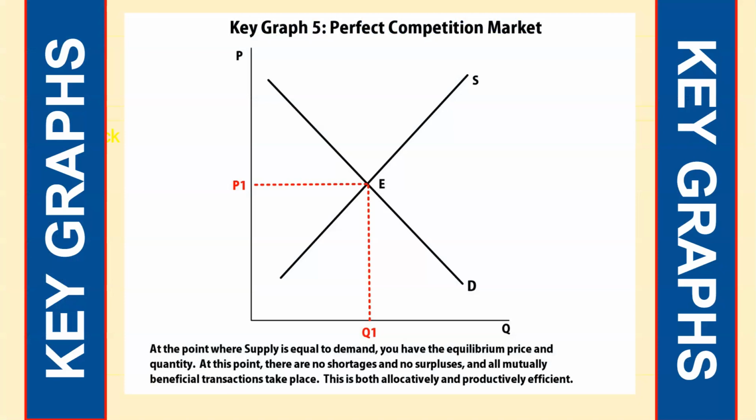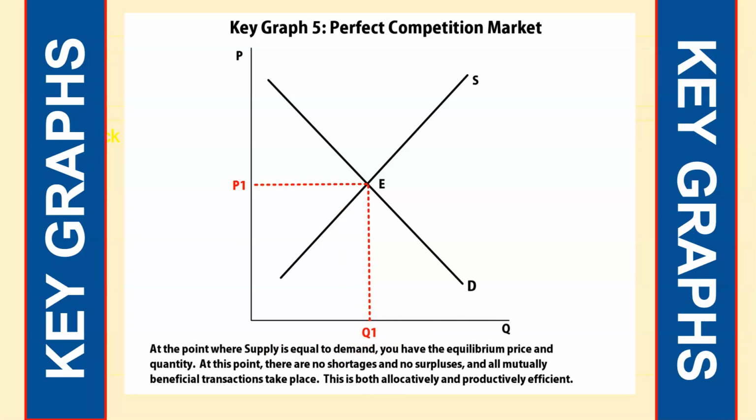And that leads us to key graph 5. The idea here of a perfectly competitive market: supply curve is upward sloping, demand curve downward sloping, the equilibrium, point E, labeled at P1, a price level at P1, a quantity at Q1. This is the key graph for a perfectly competitive market.